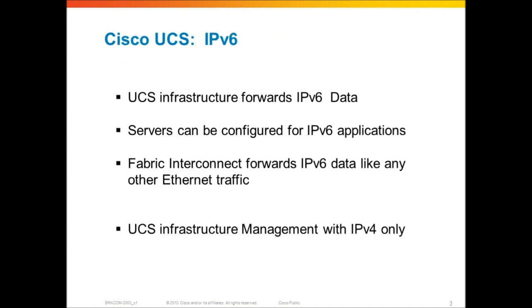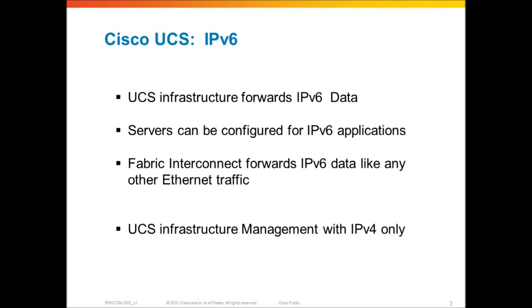And just one brief note on IPv6 in closing here. The UCS infrastructure, the servers and the network, the Fabric Interconnect, the adapters, and the Fabric Extenders, all forward IPv6 data just like any other Ethernet traffic. So you can load any kind of IPv6 application on a server, and that's going to work perfectly fine with UCS. It's the management infrastructure of UCS that is still IPv4 only.